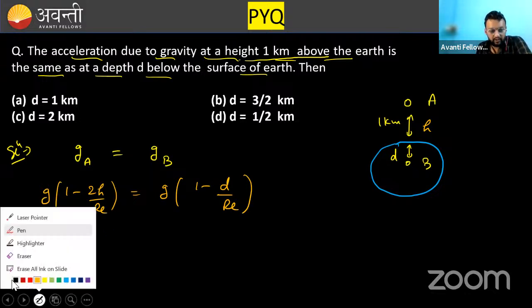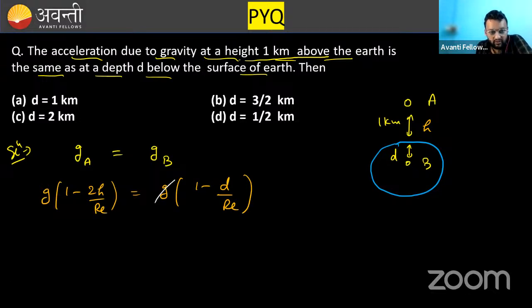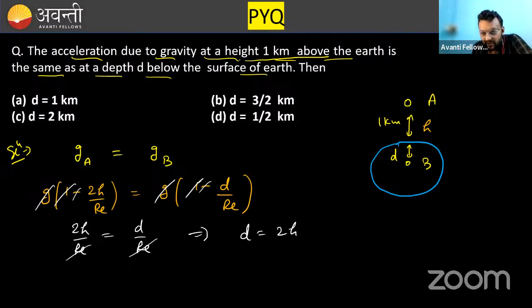Now, if I put the values, first of all, this g will be cancelled. Clear? Another thing you can see is that this 1 will be cancelled, so this minus will again cancel. So what will happen? 2h over Re is equal to d over Re. So Re will again cancel, and d is equal to 2h. What is h given? h is given as 1 kilometer. So d will be 2 kilometers.